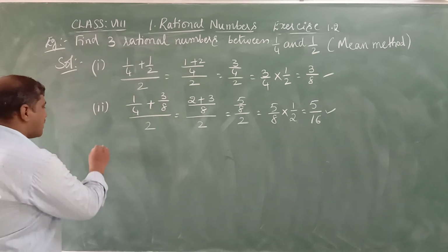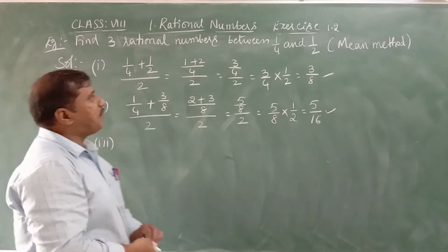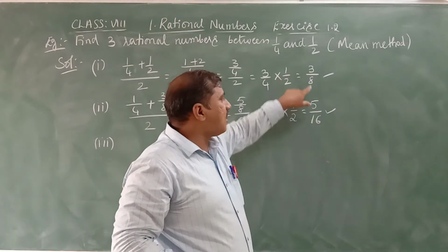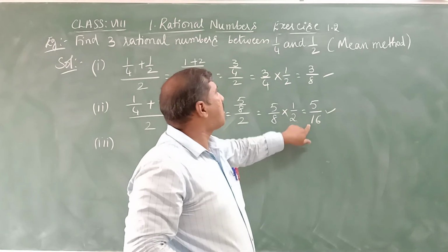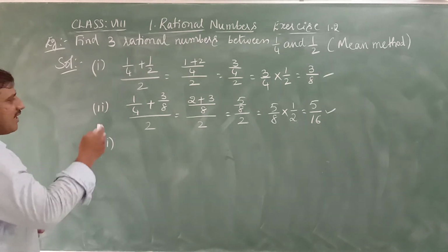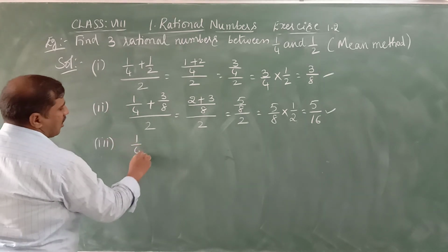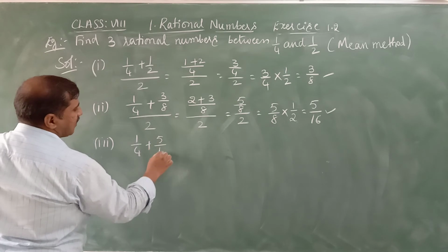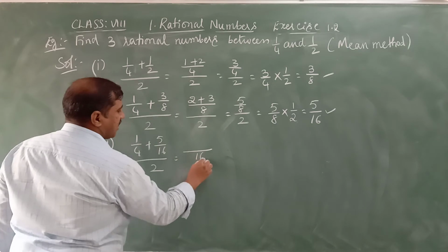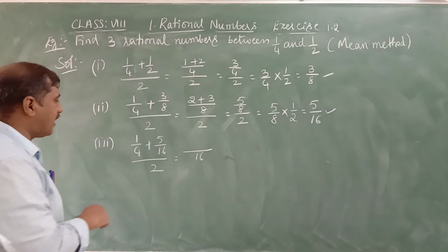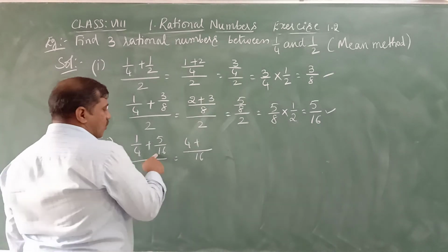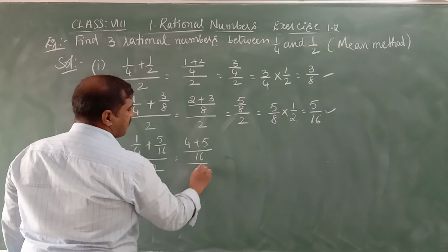Next, to find the third rational number, find the mean of 1 by 4 and 5 by 16, or mean of 3 by 8 and 5 by 16, or 1 by 2 and 5 by 16. So here you have three cases. Use any one case. I am using 1 by 4 plus 5 by 16 divided by 2. Now the LCM for 4 and 16 it is 16. 4 4s are 16. 4 into 1, 4, plus 16 ones are 16. 1 is the quotient. 1 into 5 it is 5, divided by 2.